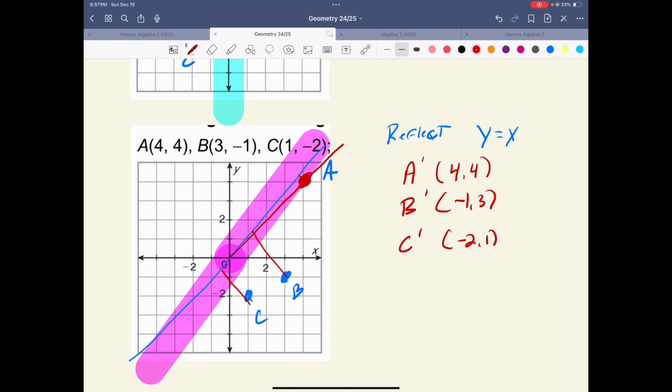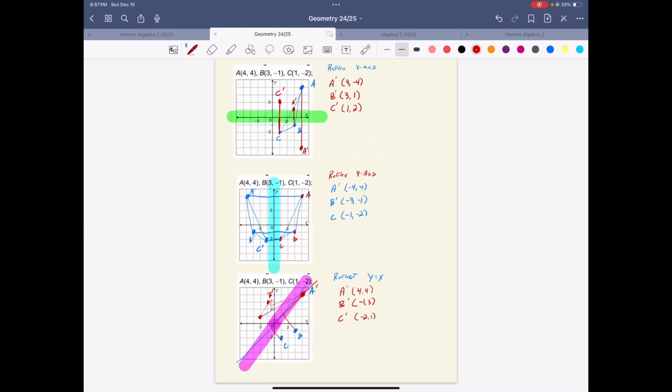So if I graph those, there's a and a prime. B is at negative 1, 3. So there's my b prime. And c is at negative 2, 1. Which is right there. And there is my graph reflected over the line y equals x. Okay. So there's the first type of question you're going to have today.